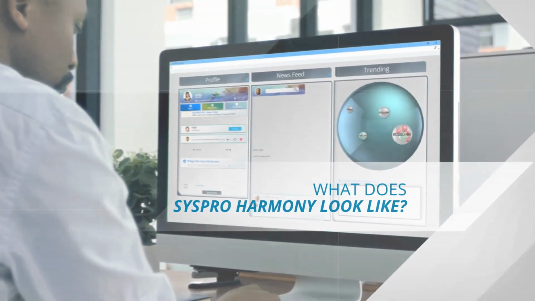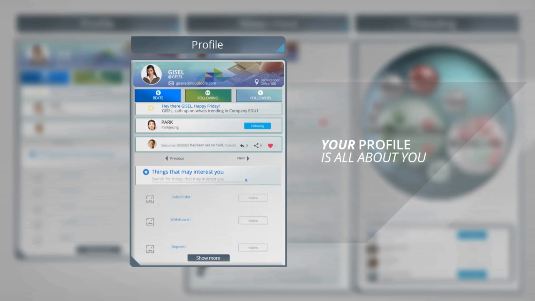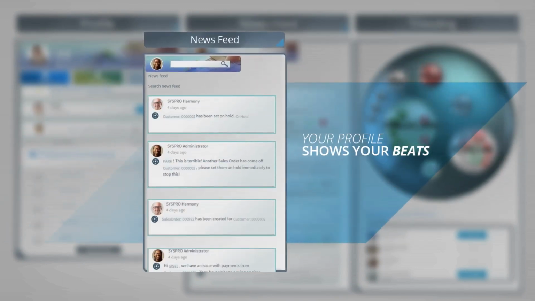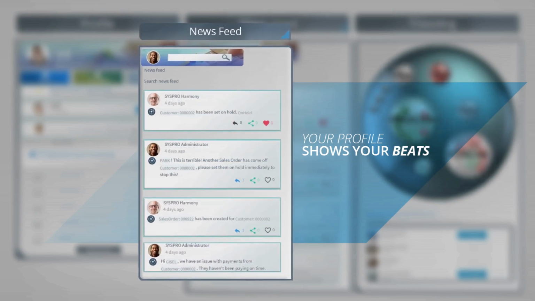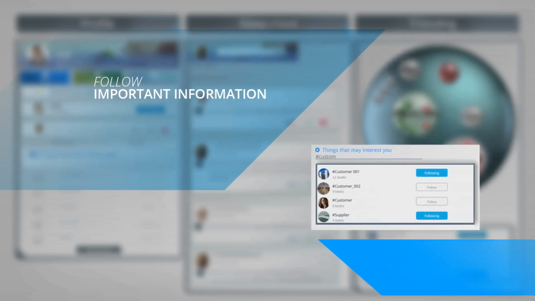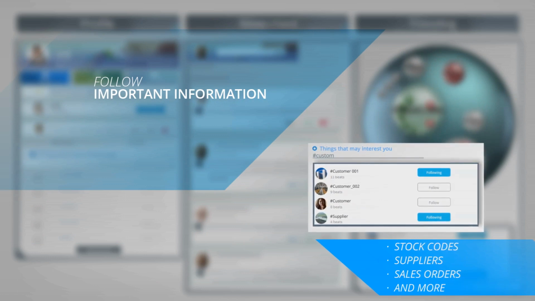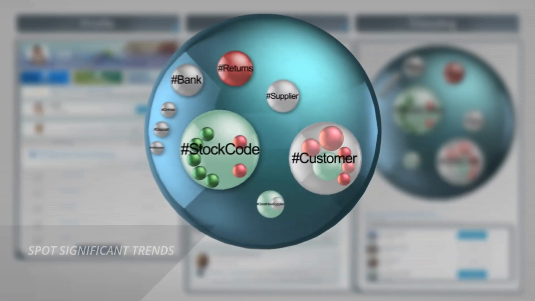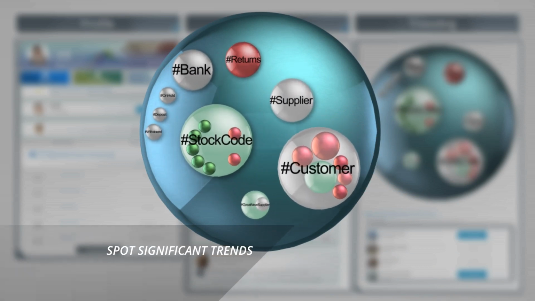So what does Harmony look like? As with everything in Harmony, the profile is all about you. It shows your beats. In other words, the things that are important for you to know and what you may have missed. With Harmony, you can opt in to follow important information such as stock codes, suppliers, sales orders, and the like. The trending chart graphically shows you what is trending in the form of a bubble chart.